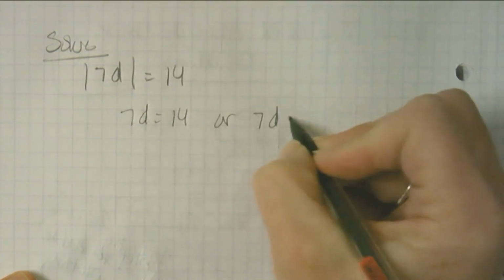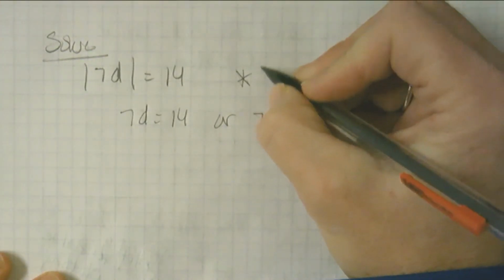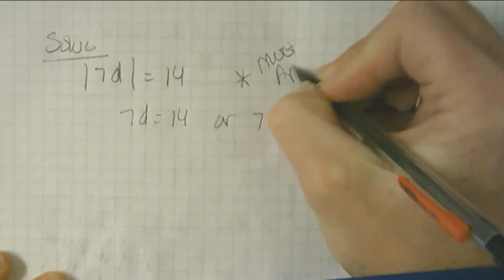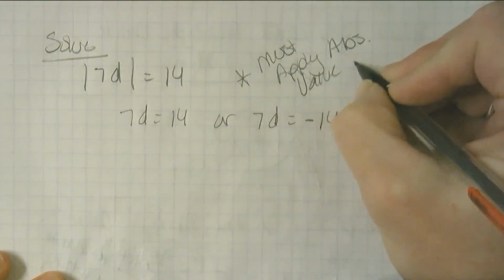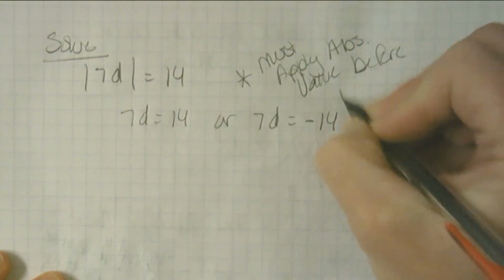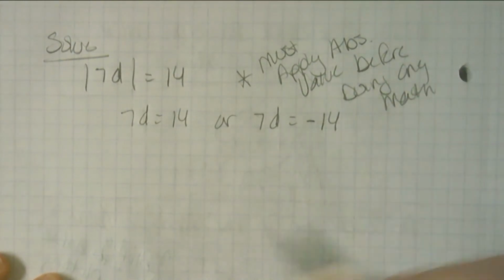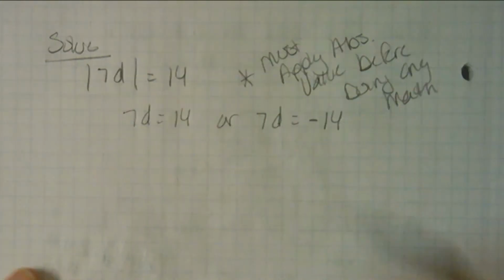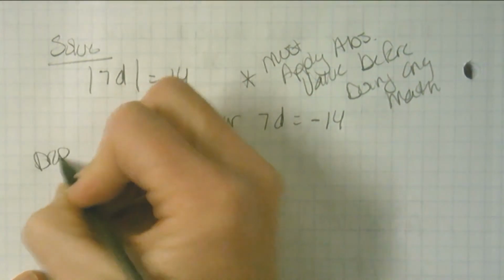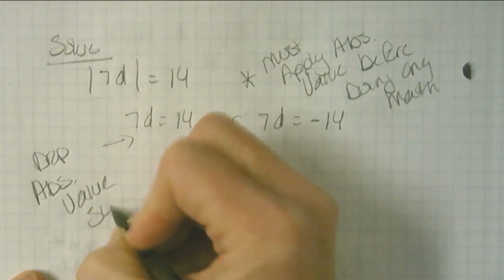So 7d equals 14, or 7d equals negative 14. Don't forget, must apply absolute value before doing any math. And applying the absolute value means we drop our absolute value symbols.